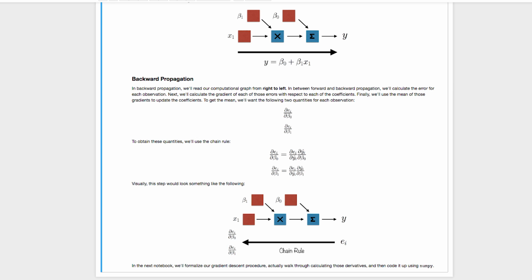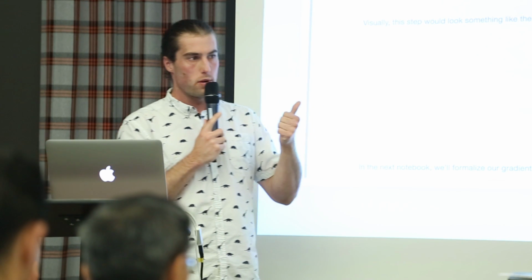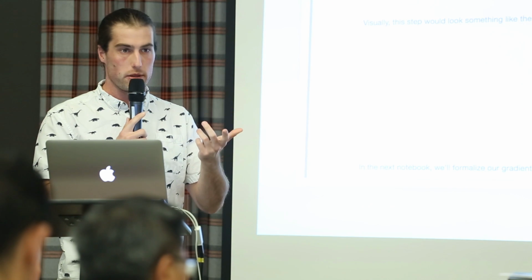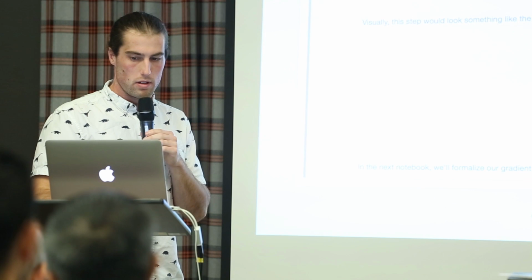The backward propagation step is where we're going to read our graph from right to left. And that's where we're going to actually take the derivatives and use those derivatives to update the coefficients or perform that gradient descent step. Okay? So forward propagation, calculate our predicted values. Backward propagation, basically another term for gradient descent. Okay.